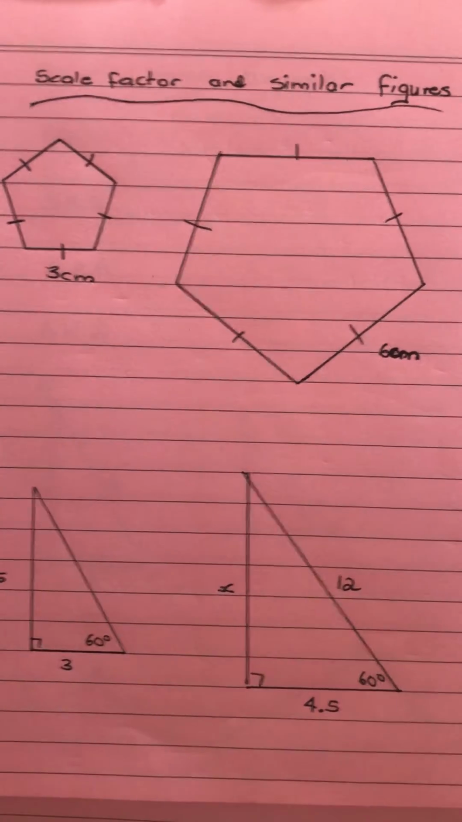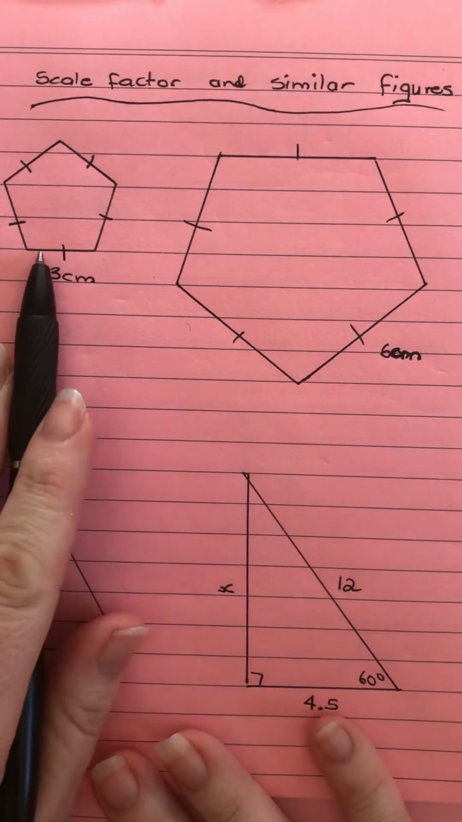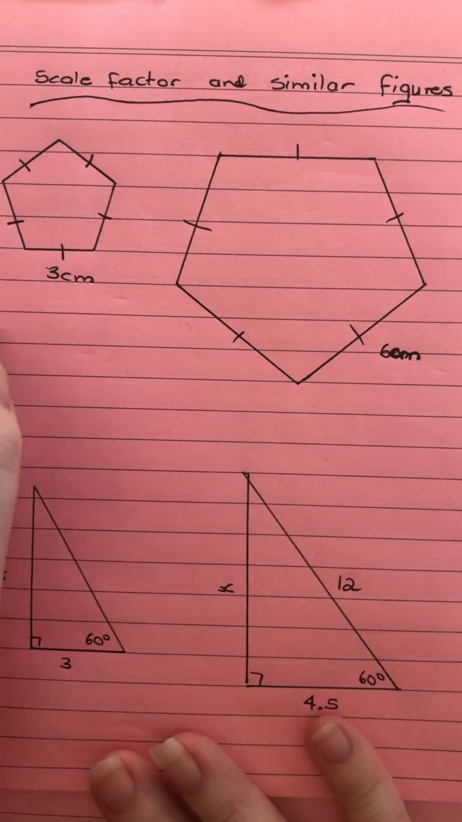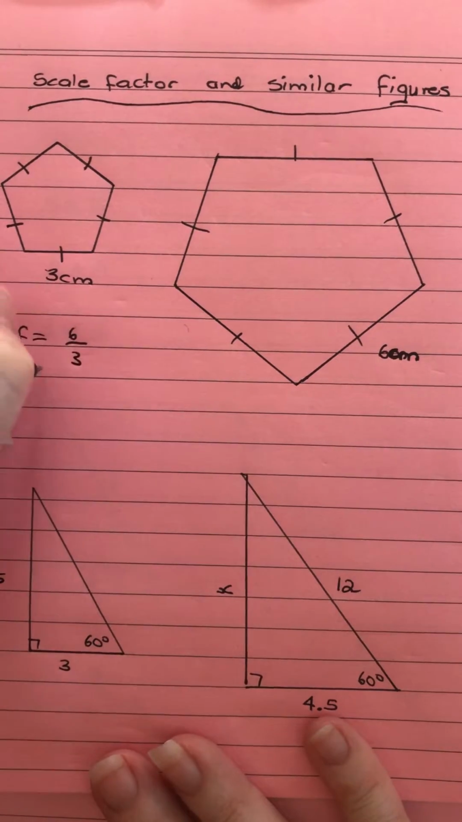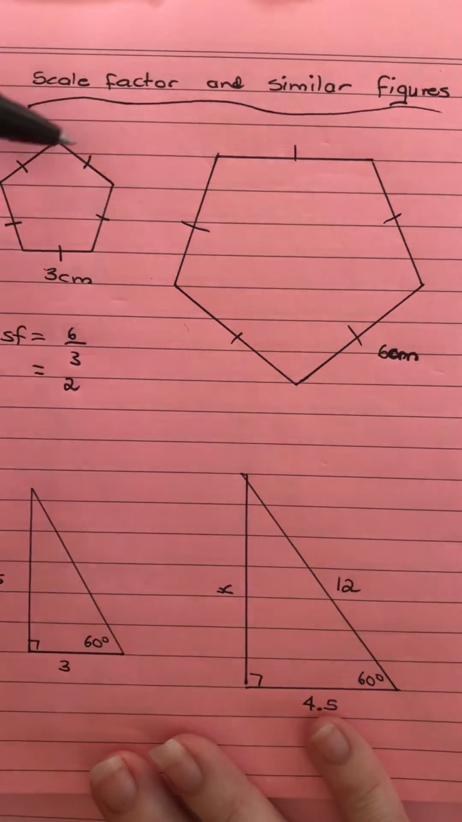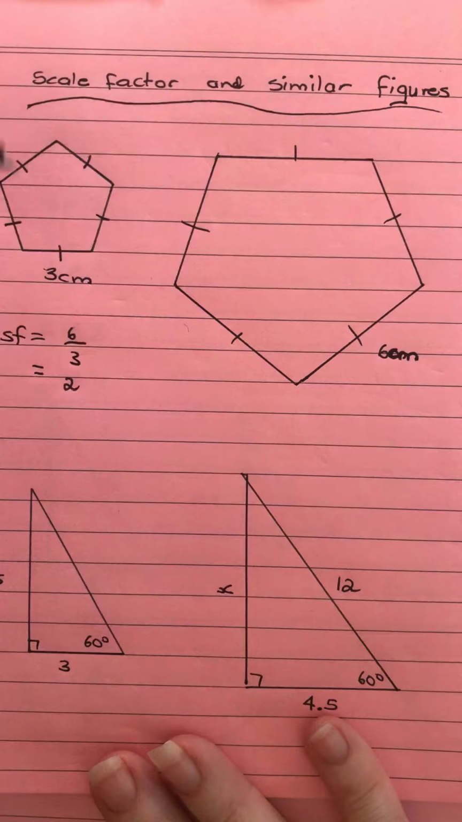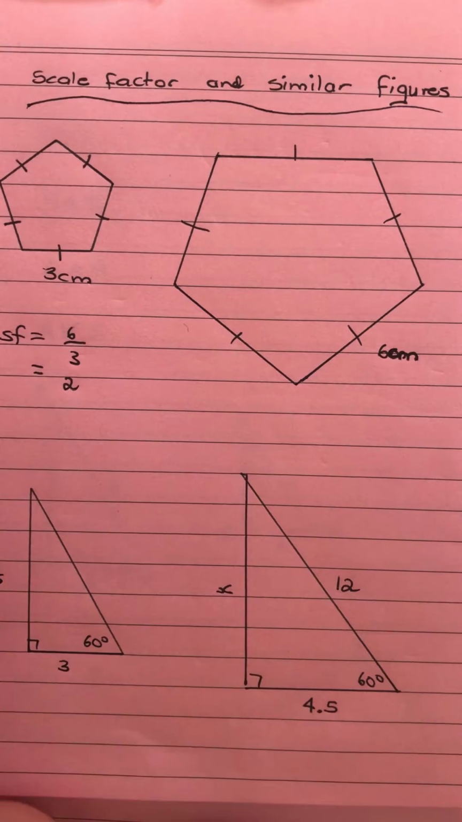So in this case, we are going from a smaller shape to a bigger shape. So our scale factor is going to be our 6 divided by 3, which is 2. So each of those sides has been scaled up or multiplied by 2 to get the new length.